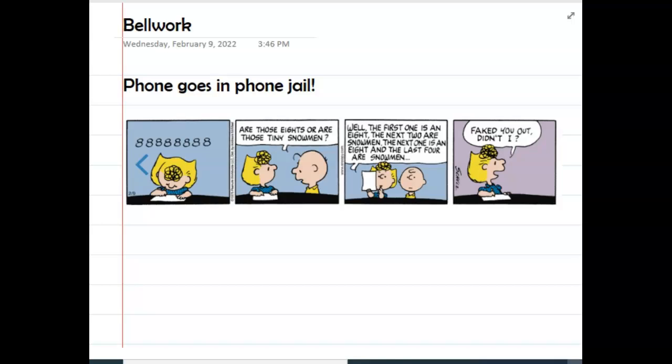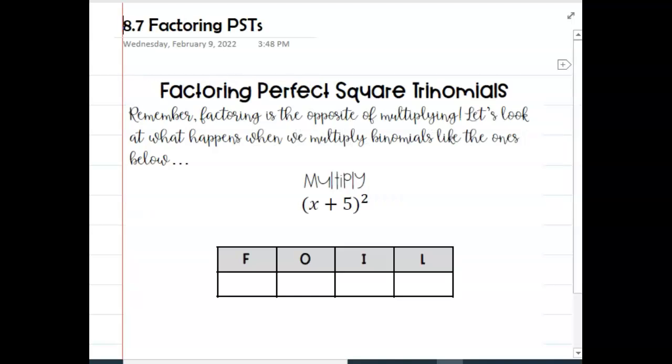Now this type of factoring that we're doing today, I will say is almost as easy as what we did yesterday, almost. And if you remember the type of factoring that we did yesterday, that homework assignment should not have taken you very long. It should have been super, super quick and easy. Because remember, factoring is the opposite of multiplying. So the easier it is to multiply, the easier it is to factor.